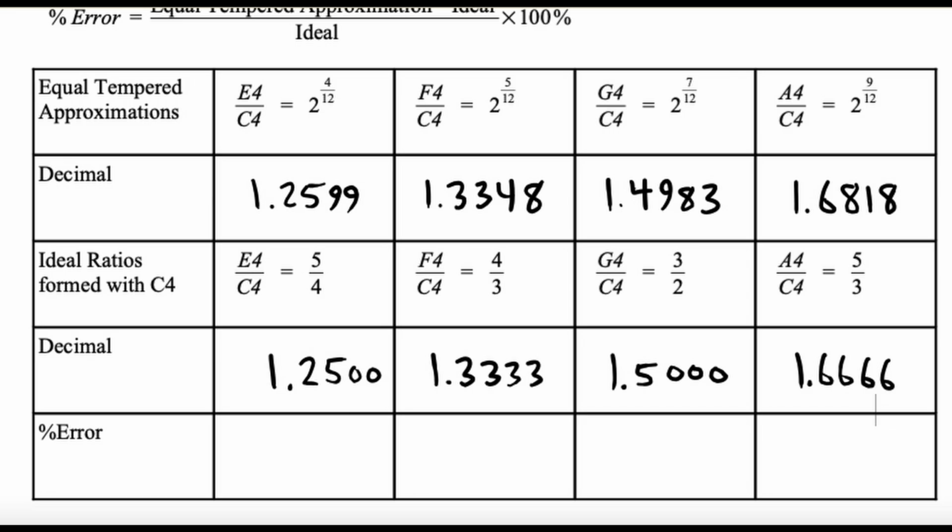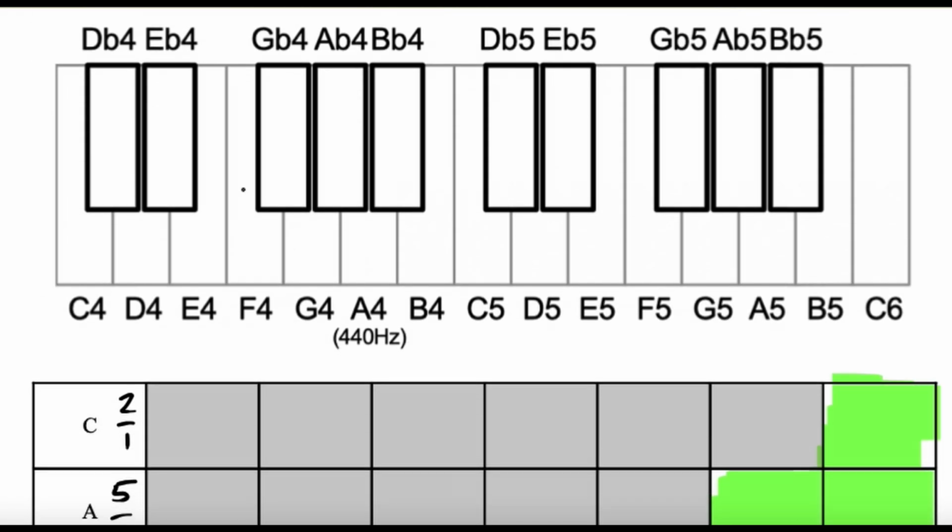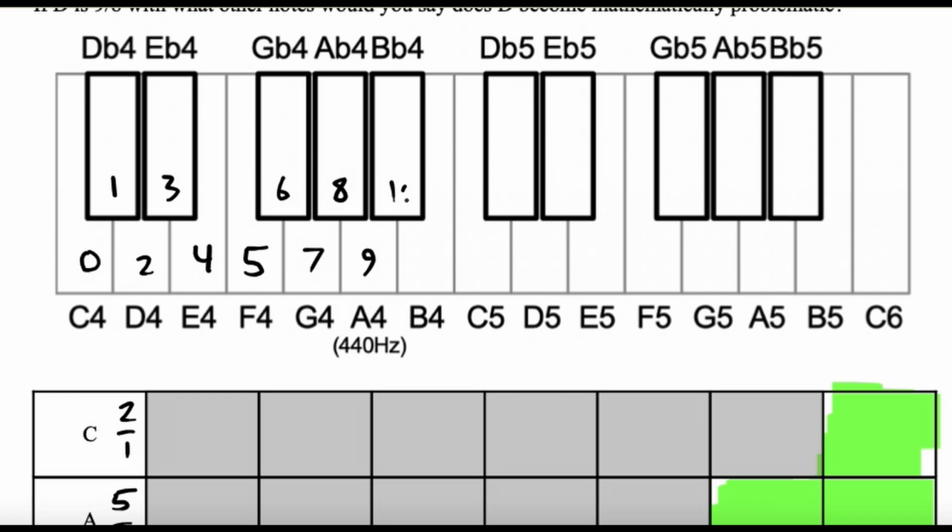Okay, now those numerators come from the number of keys that the E4 is away from C4. So if you just look at a keyboard such as this, I'll say C is 0 notes above itself, C sharp is 1 note above, and 2 notes and 3 notes, so E is 4 notes above C4. F is 5 notes above C4, and so on. And that's where we're getting those numerator numbers. A4 is 9 notes above C4, and it's a 12-note scale.